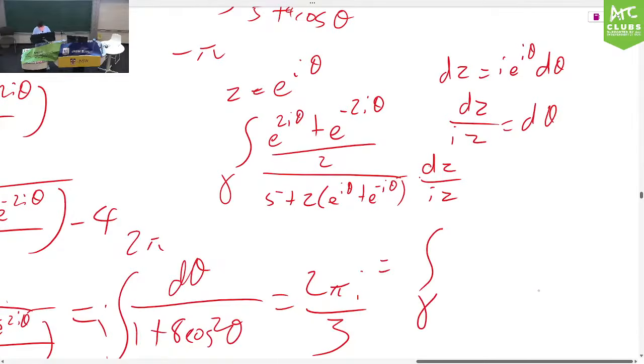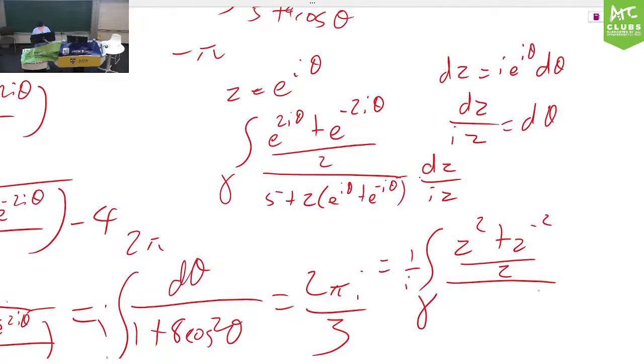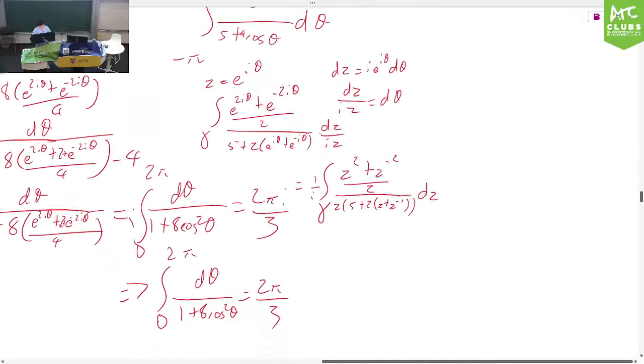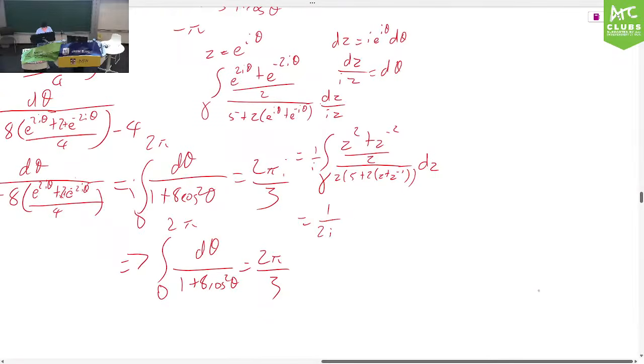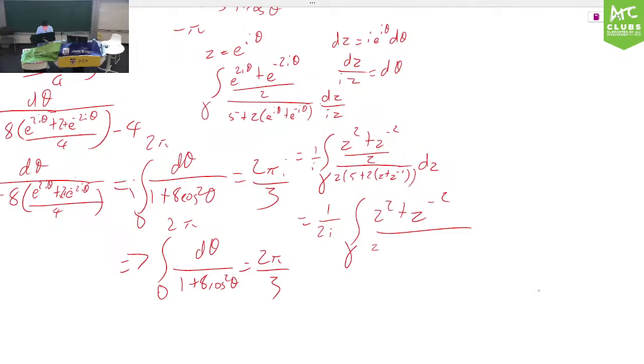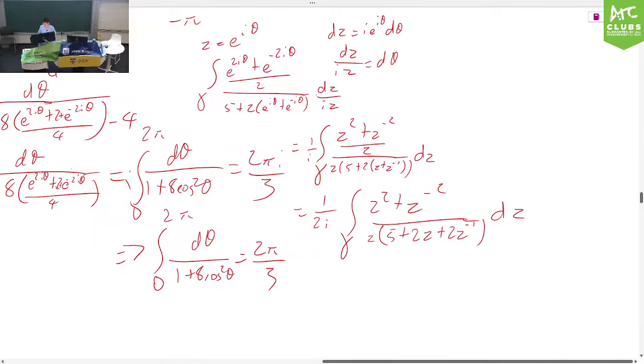So over gamma, and just replace all of these. z minus 2, okay, let's put it down here. z 5 plus, oh yeah, z plus z minus 1. Okay, let's just check this all. Okay, wait, I can do a bit more work. 1 on 2i over gamma of z squared plus z minus 2. I'm not going to expand that. So 5 plus 2z plus 2z minus 1. Then what I reckon I can do is to get rid of the annoying minus 2, by multiplying the top and bottom by z squared.